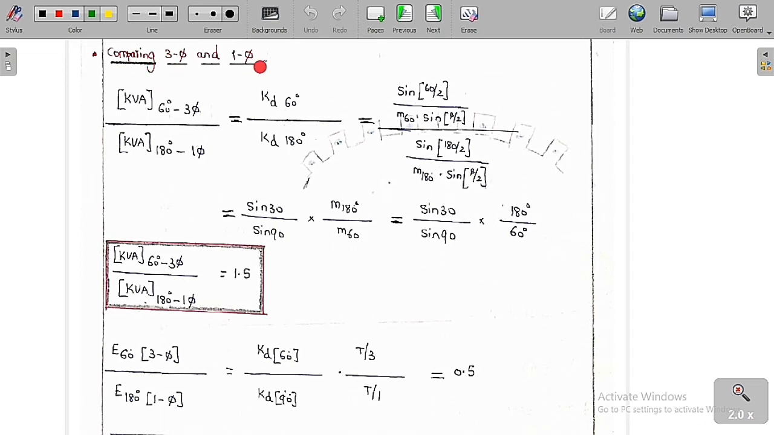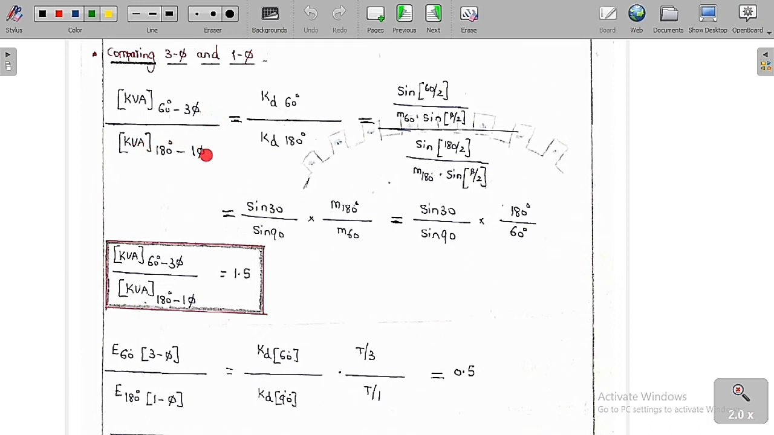Similarly, now we are going to compare the three-phase and single-phase. In the initial case, we compared the three-phase for 60 degree phase spread and 120 degree phase spread. In the other case, we learned about the combination of three-phase and two-phase. But now finally, we are going to compare three-phase and single-phase. So now the kVA rating of the three-phase system for 60 degree phase spread, because a narrow phase spread is widely used when compared to 120 degree phase spread.